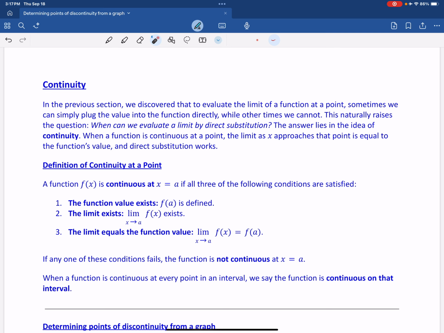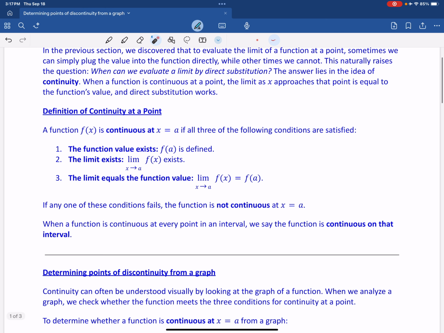When a function is continuous at a point, the limit as x approaches that point is equal to the function's value, and direct substitution works. So if a function is continuous at a point, that means to find the limit, just plug the number in and you're going to get the answer. So it's really important to know when a function is continuous and when it is not continuous. And when it's not continuous, we call it discontinuous. So what does it mean to be continuous? Here's the definition of continuity at a point.